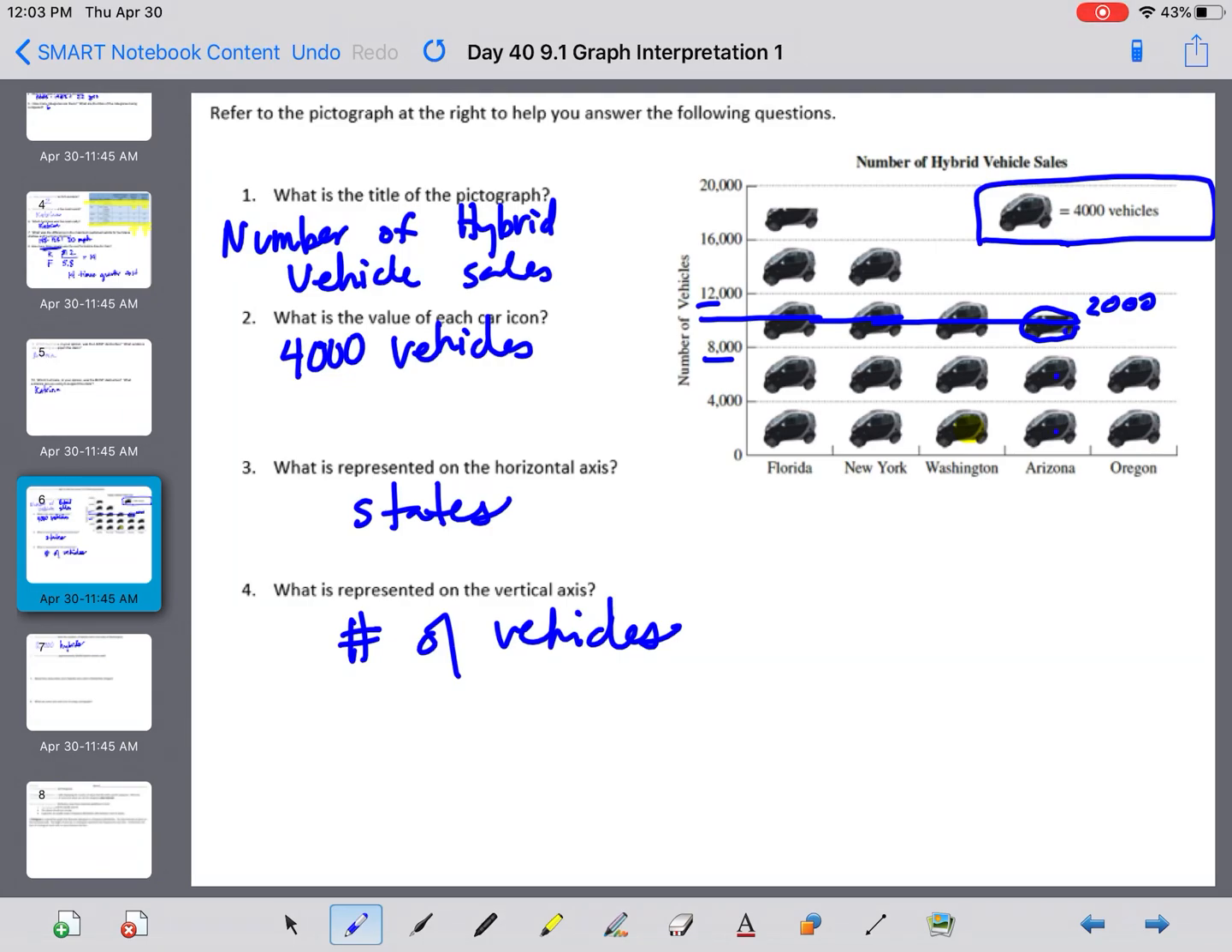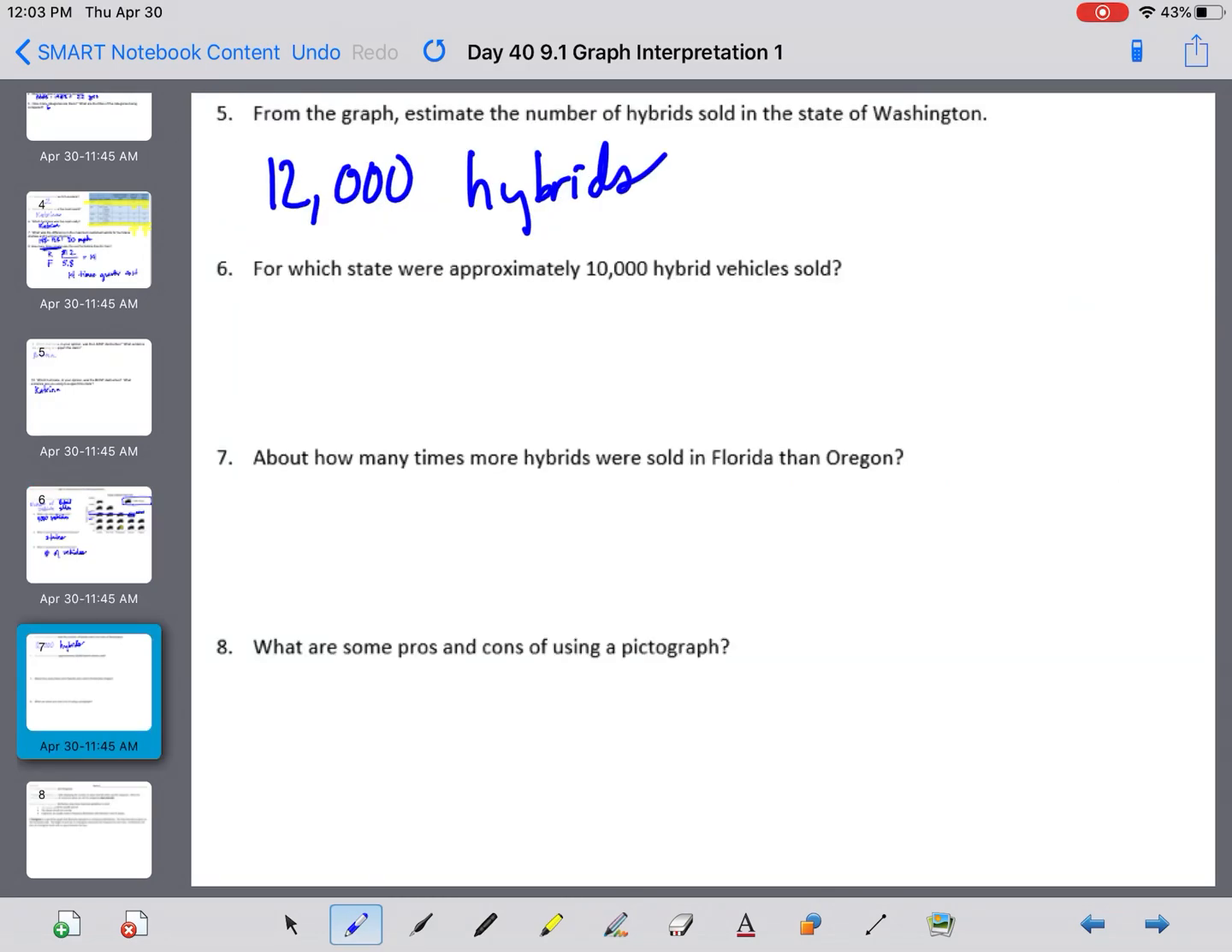So I have 2,000 plus 4,000 plus 4,000, which would give me 10,000, or just again looking at the graph and seeing that I have the 10,000 over here and following along tells me I'm going to have 10,000 vehicles in the state of Arizona.